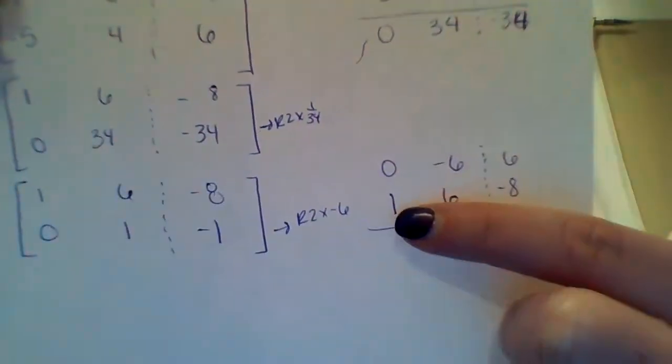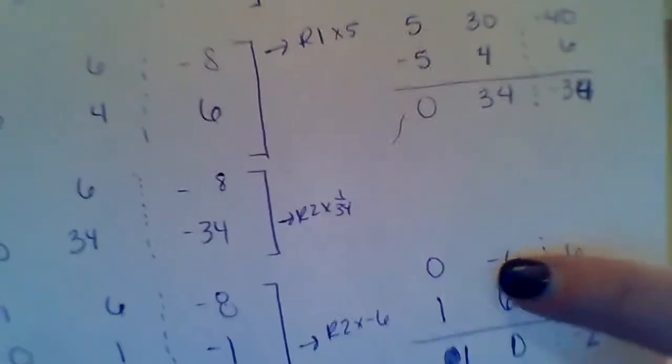0 times -6 is 0. 1 times -6 is -6. Careful, -1 times -6 gives me +6. And so I'm going to get +6 there. I don't need to do anything to the top row. I'm just going to copy down that top row. Because if I copy down that top row, I notice that I still have my 1. I'm going to get a 0, and I'm going to get something kind of nice right there.